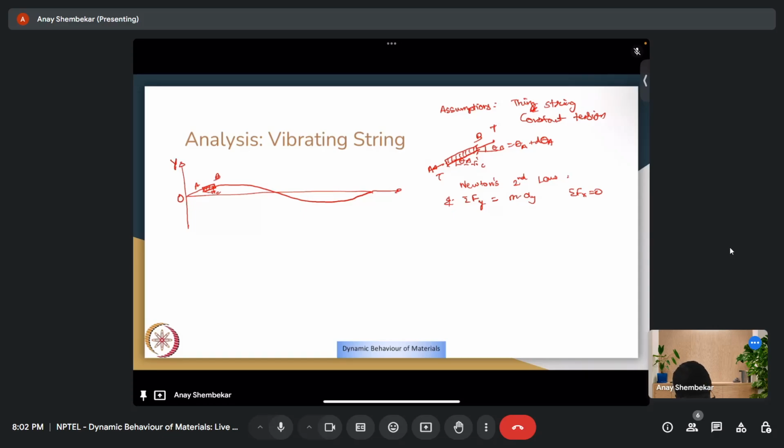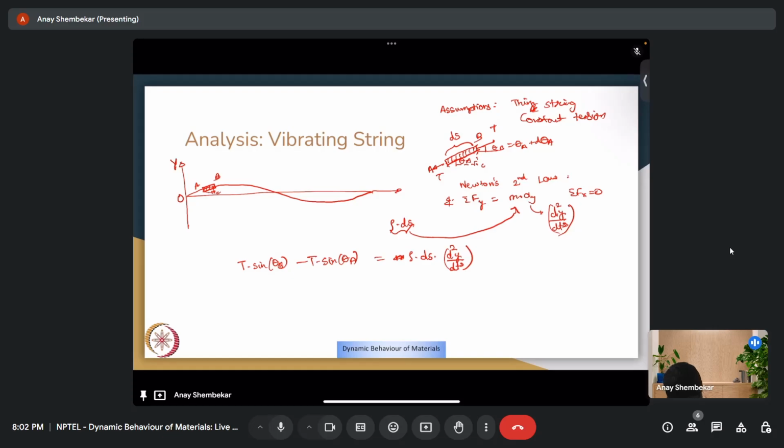So mass times Ay. If I assume density of the string to be rho per unit length and ds as the length, then rho ds would be my mass, and my Ay would be nothing but the second derivative of y, the vertical displacement, with respect to time. So if I write it down, I have T sine theta B minus T sine theta A is equal to rho ds d square y by dt square.